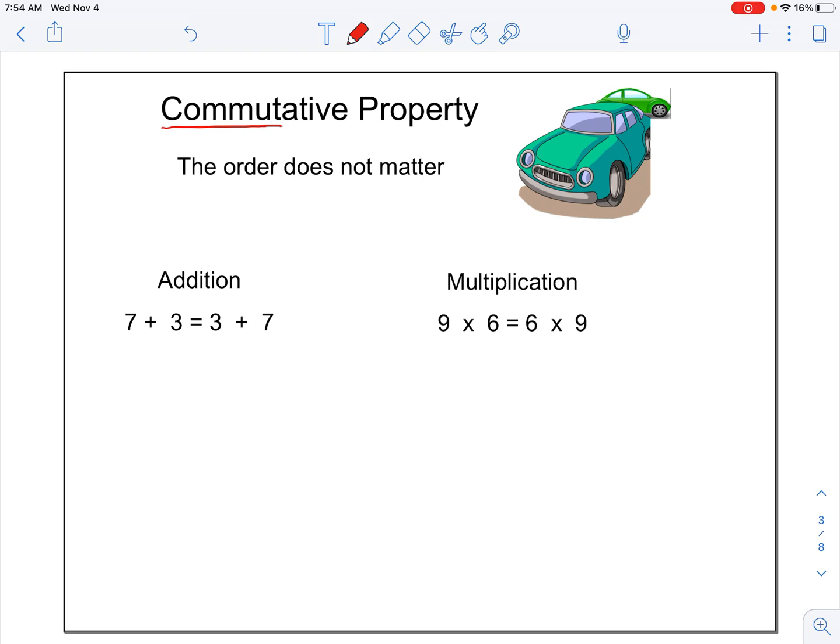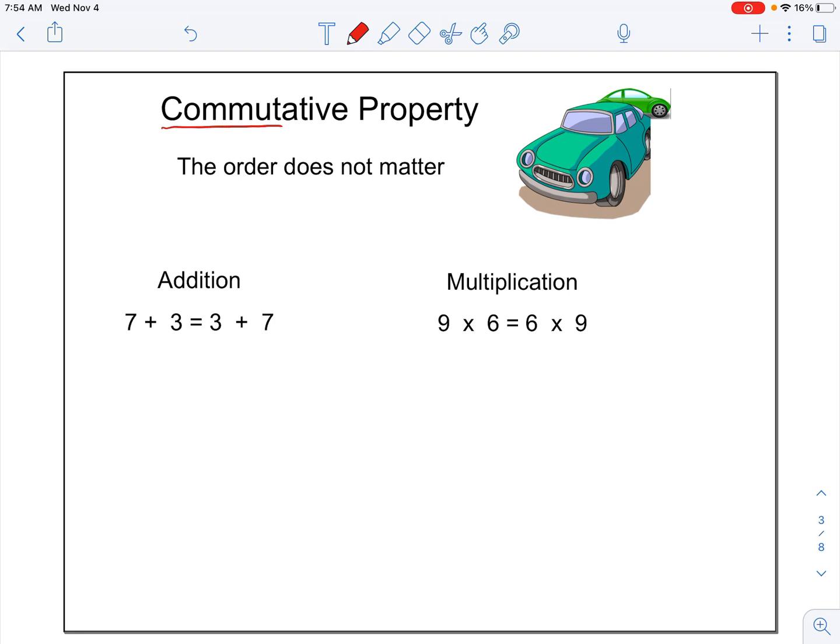So commutative property says that the order of your addition or multiplication does not matter. And you notice that these are all addition or all multiplication. You can't switch things around if it's not all the same operation that's happening. So basically in addition, it means that 7 plus 3 is the same thing as 3 plus 7. And in multiplication, 9 times 6 is the same thing as 6 times 9. So you can see the order doesn't matter.